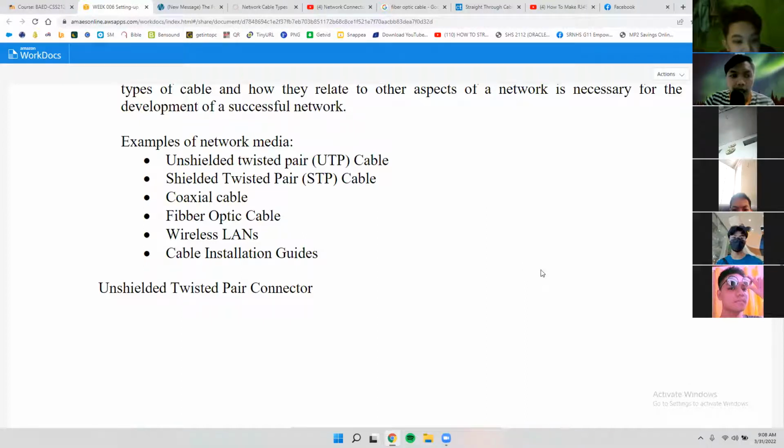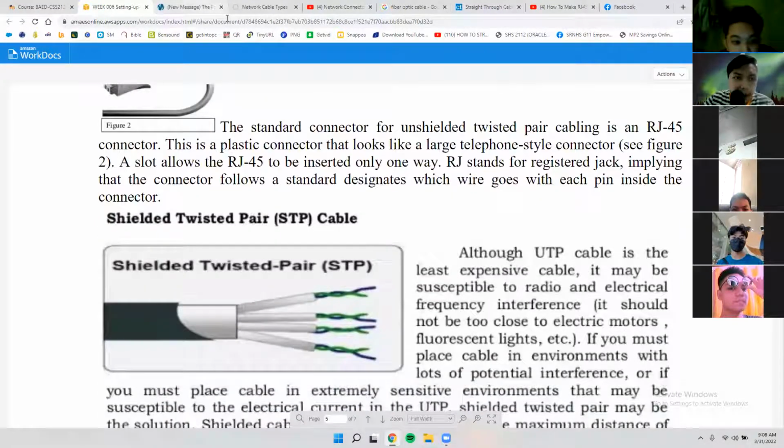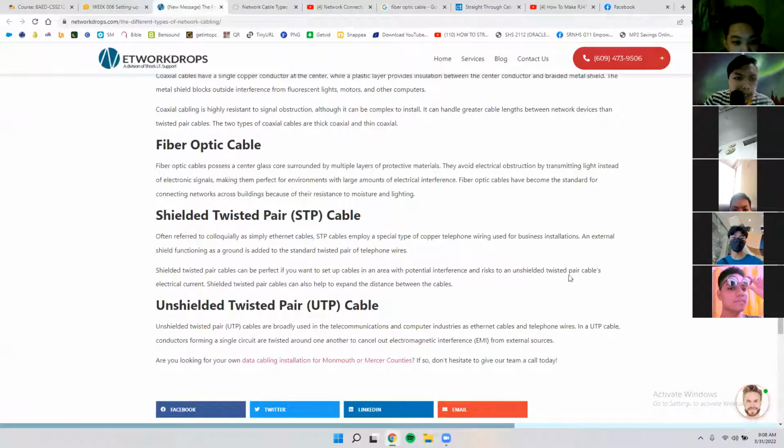Okay? So let's now go to, expound natin yan. Mamaya, yan. So this is the shielded twisted pair. So takbo na tayo dito. So shielded twisted pair and unshielded twisted pair. Okay? Ang pinagkaiba lang nila, may foil at walang foil. Okay? Mamaya papakita ko yung image ng difference between shielded twisted pair at unshielded.